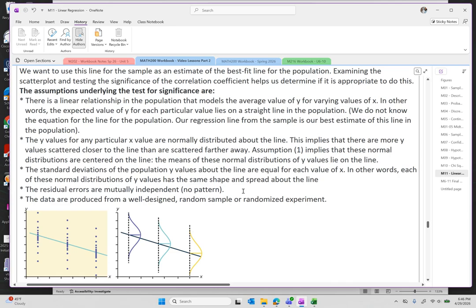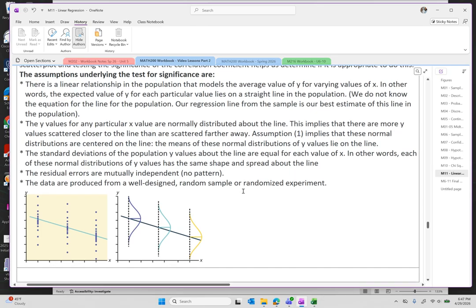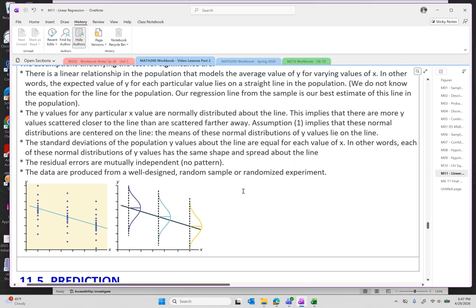And to do this, you have to have some underlying assumptions for the test for significance. And this is that there is a linear relationship in the population that models the average value of y for varying values of x. In other words, the expected value of y for each particular value lies on a straight line in the population. We do not know the equation of the line for the population. We estimate it with our sample data. Our regression line from the sample is our best estimate.